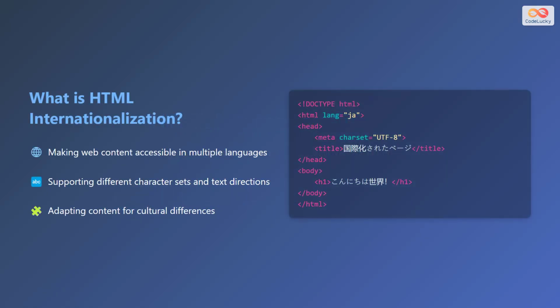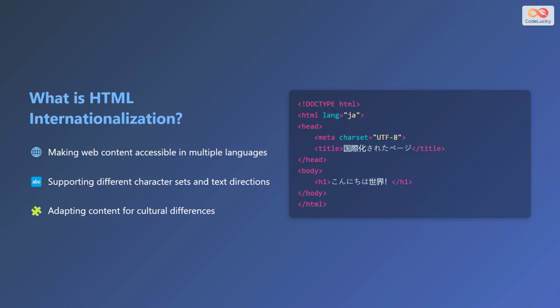So, what exactly is HTML internationalization? Well, it's all about making your web content accessible in multiple languages. This includes supporting different character sets and text directions. It is also about adapting your content to account for various cultural differences.